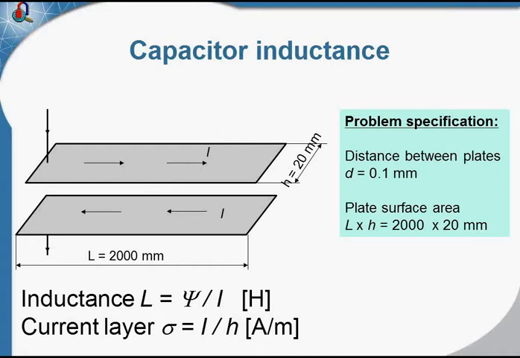One conductor carries current in one direction and another conductor in another direction. This is the anode plate, this is the cathode plate. The length of the plates is 2 meters and the width is 20 millimeters, and the distance between plates is only 1/10 of a millimeter. Our task is to calculate the inductance.